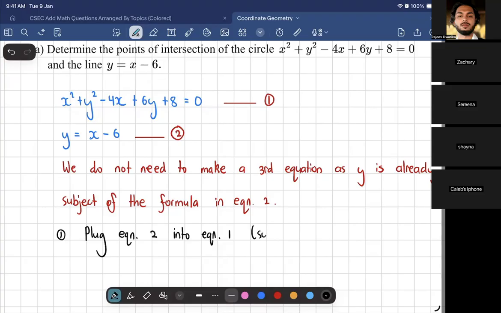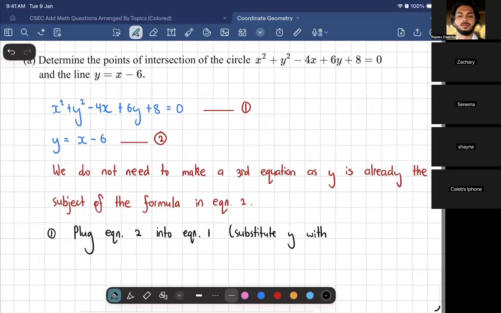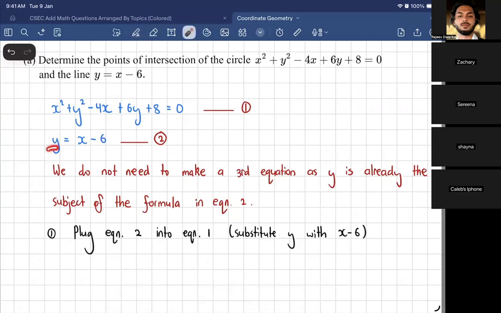This means you're going to substitute y with what? In place of y, what are you going to write instead? x minus 6. Right. So you're going to substitute y with x minus 6, because isn't y also equal to x minus 6? Yes, sir. Right. So instead of writing y, I could also write x minus 6 because they mean the same thing.